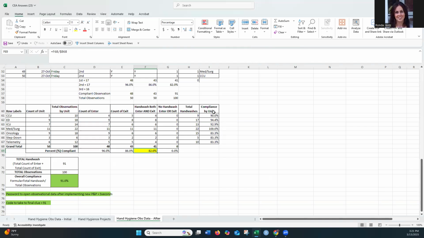And then figure that compliance rate for both initial and post. And you should be all set for the quiz.